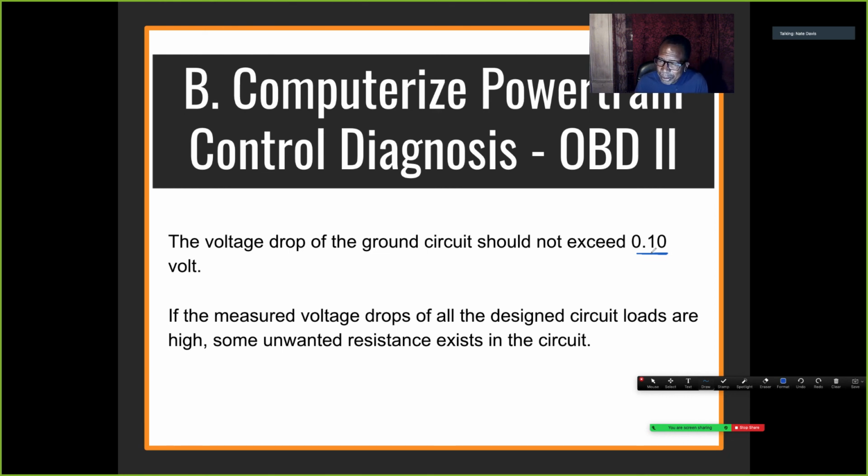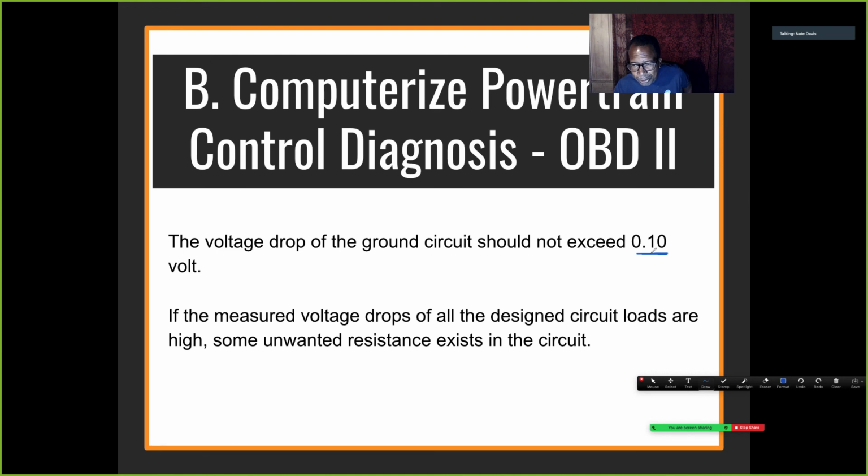If it reads system voltage, you have no ground. You get that? Anything higher than this number here on the ground side of the computer circuit, you have resistance on the ground circuit. Excluding system voltage. If it reads system voltage on the ground side, it means you have no ground. You don't have a ground at all.